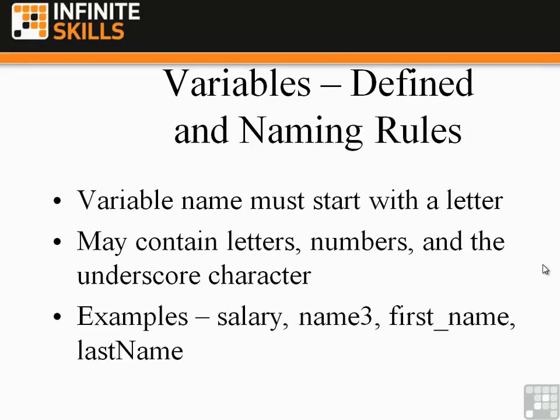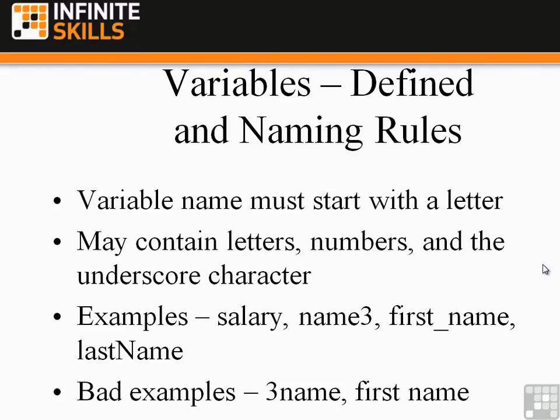Some examples of variable names are salary, name3, first_name, and lastName, where the second part of the variable name is capitalized. We use that style, called camel casing, instead of underscores to make it a little bit easier to type the variable name. Some examples of bad variable names are 3name. That doesn't work because it starts with a number, and first_name.